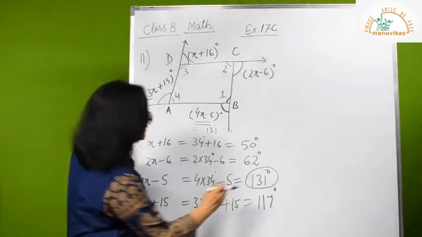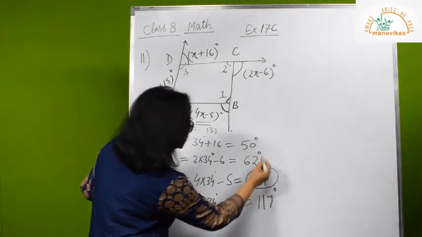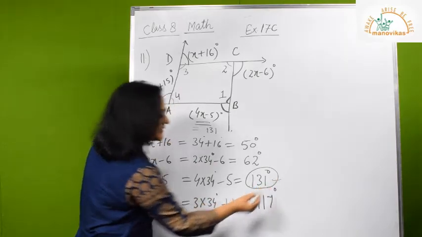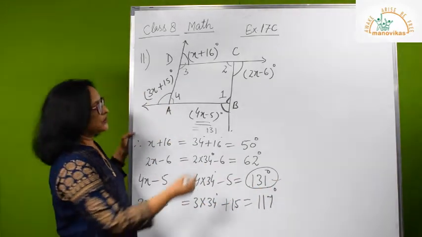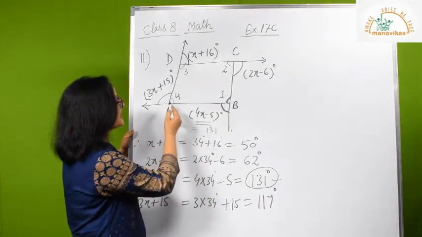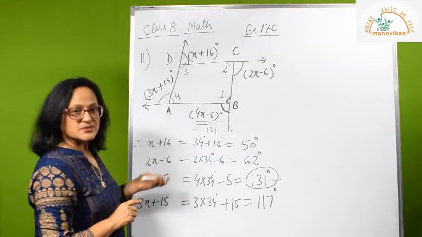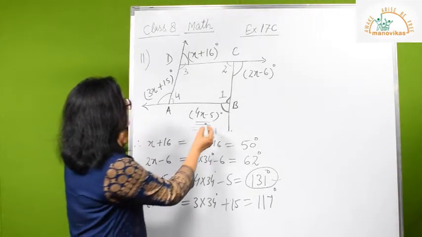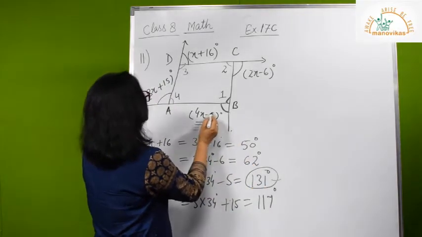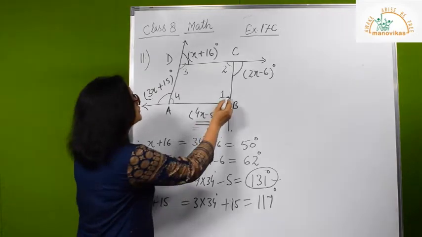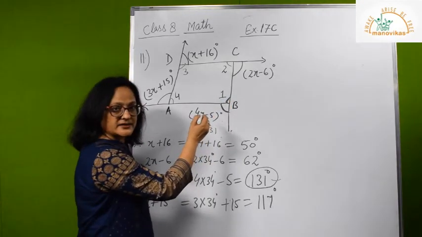Okay. Now here you can see which is the greatest exterior angle. 131 is the greatest among these four. So I just explained to you which is the greatest exterior angle. Its linear pair will be the smallest one. So 131 is the greatest. That means 4x minus 5 is the greatest. So we will take its interior angle as the smallest one.